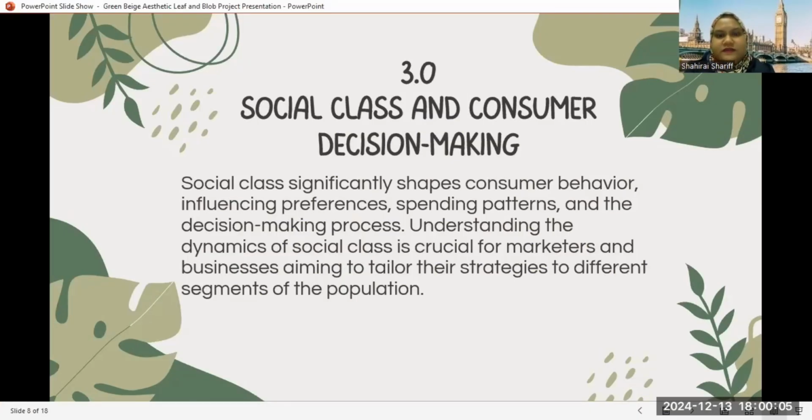Social class and consumer decision making. Social class significantly affects consumer behavior, influencing preferences, spending patterns, and the decision-making process. Understanding the dynamics of social class is crucial for marketers and business administrators to tailor their strategies to different segments of the population.